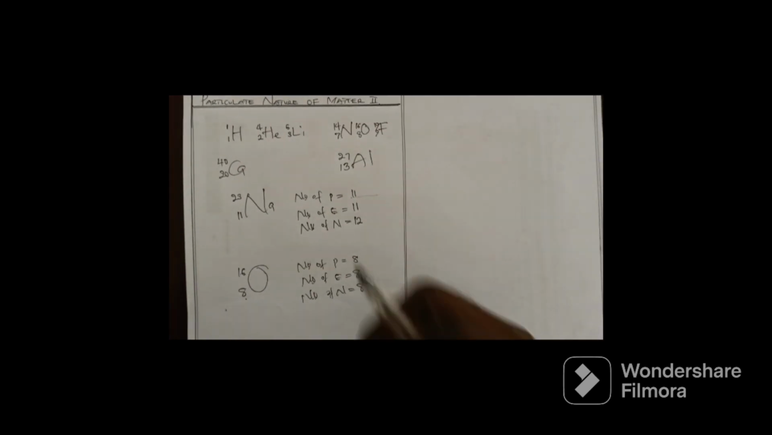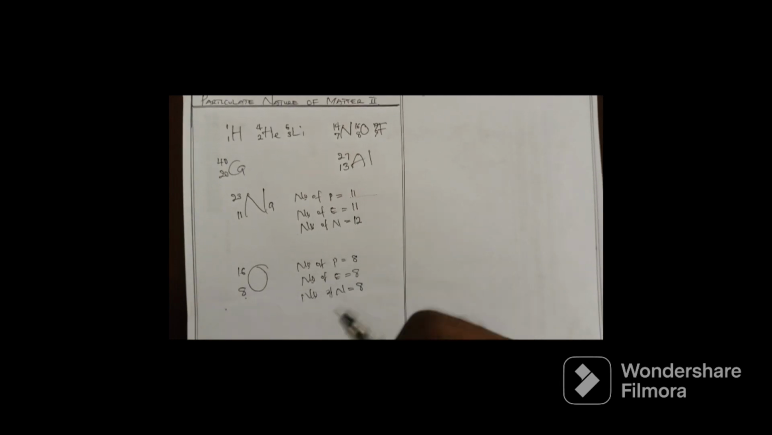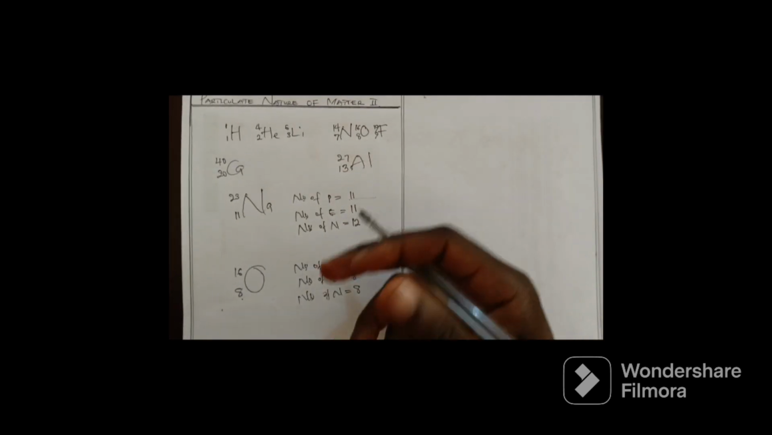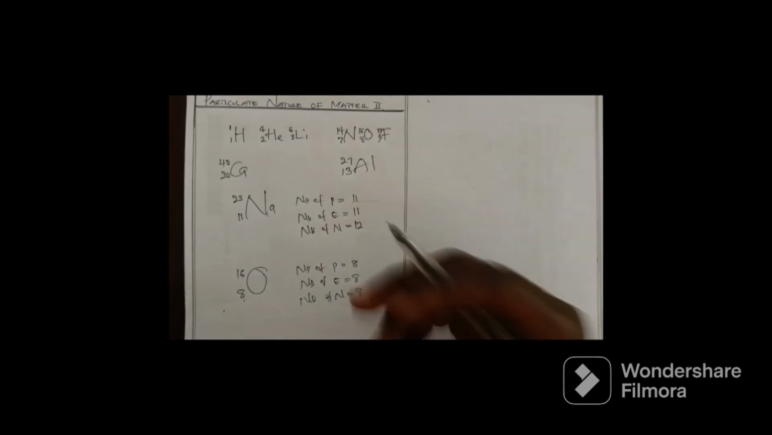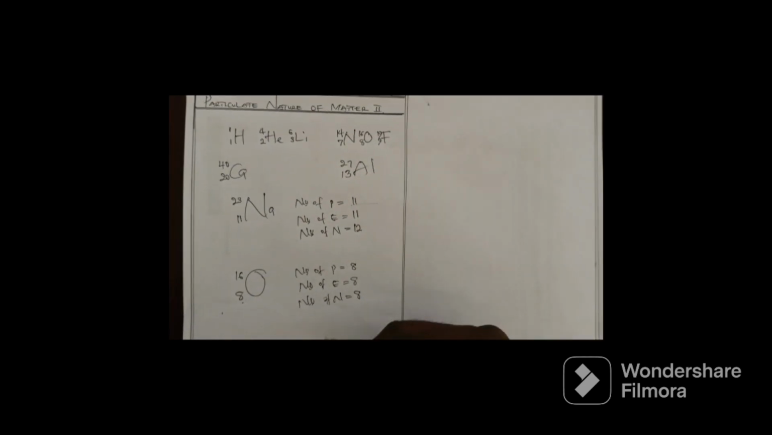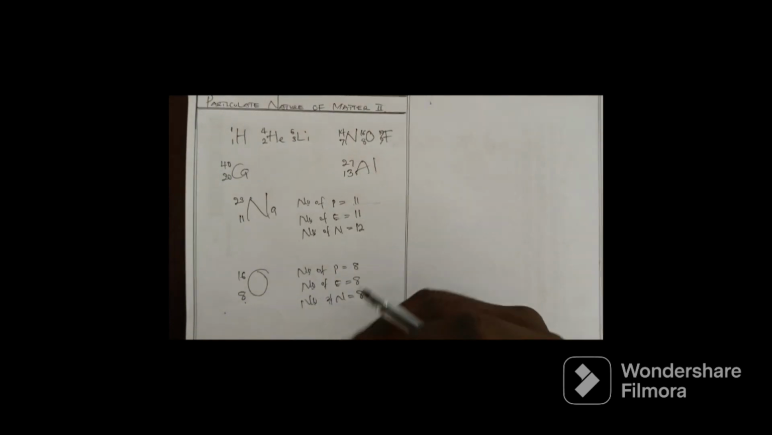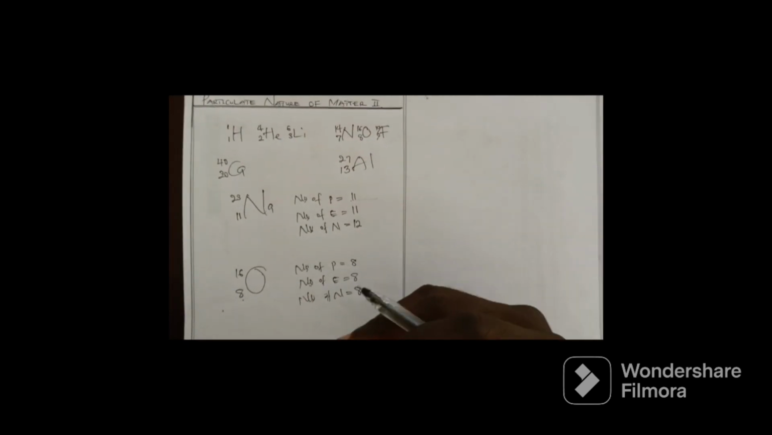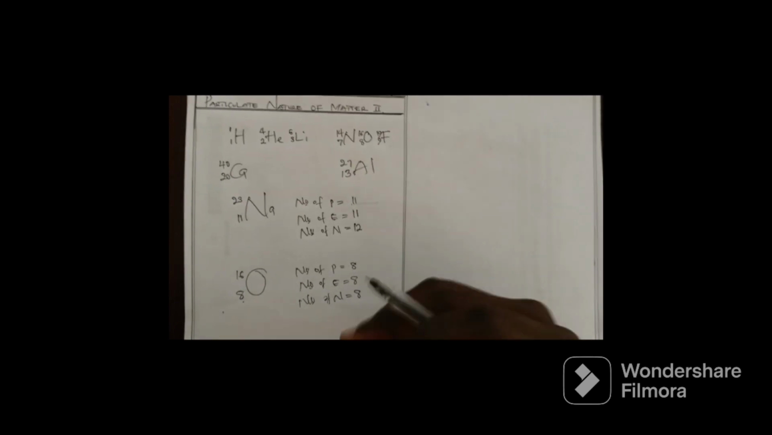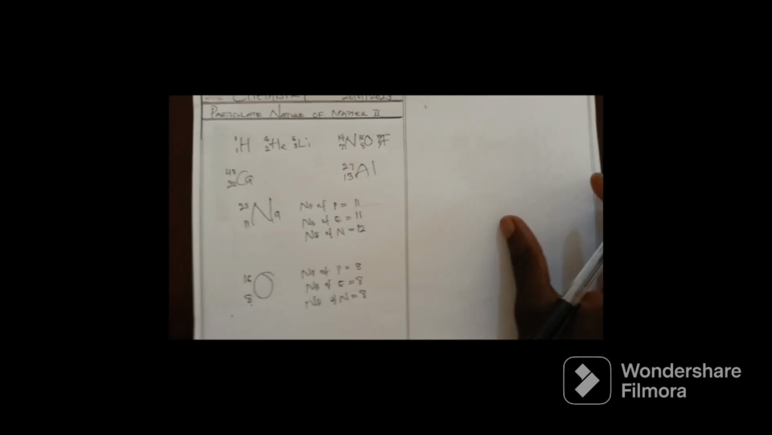So when you are given any element or atom, because atom is the smallest particle of an element, to determine the proton, neutron, and electron, just determine their atomic number first, then get the mass number. From those two values, you'll be able to get the number of proton, number of electron, and number of neutron.